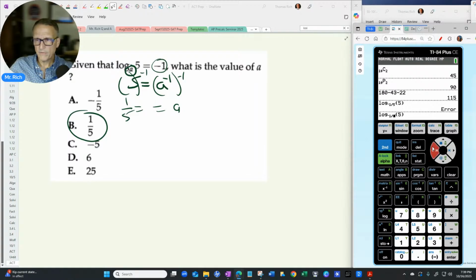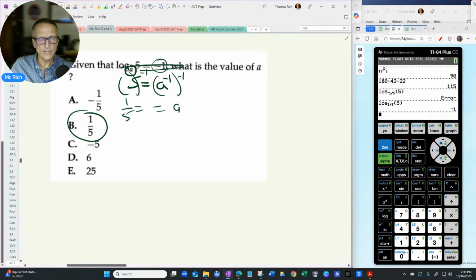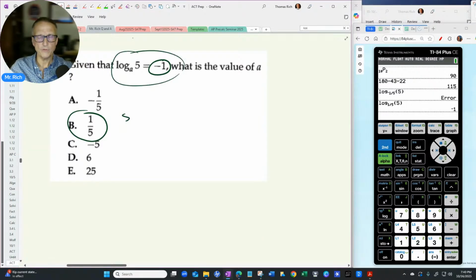So let's go back over here and get rid of that minus and try answer B, 1/5. So log base 1/5 of 5 gives me the correct answer I was looking for, -1. So this is what we call back solving, right? I'm using the answer choices in my equation to see which one makes the equation true. And so there you go. You really could do this without knowing anything about logarithms.